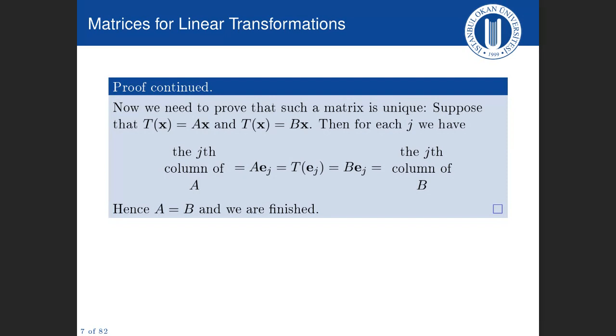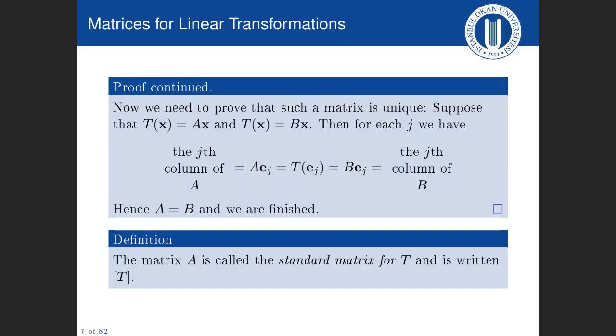For any linear transformation, there exists a unique matrix. And this unique matrix is called the standard matrix for T. And the way we write it is square bracket T square bracket.